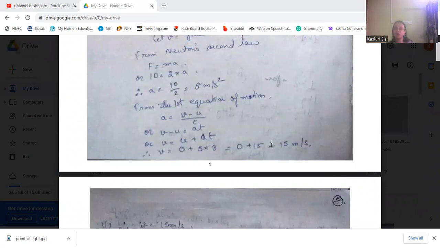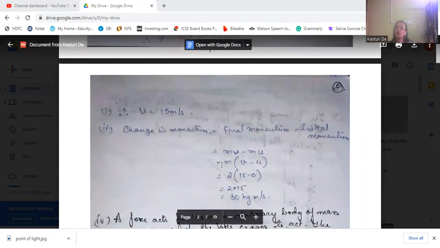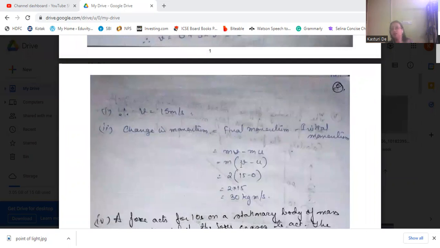It's the velocity which is acquired by the moving body. Next, we need to find out the change in momentum. Change in momentum is final momentum minus initial momentum, and momentum, we know the formula is m into velocity. So final momentum is mass into final velocity, and initial momentum is mass into initial velocity. If we take mass as common, then it will be m into final velocity minus initial velocity. Sorry, m into final minus initial velocity.